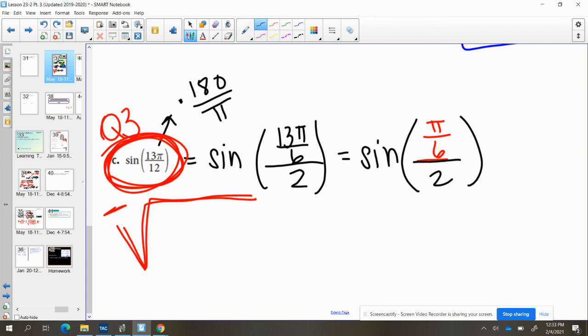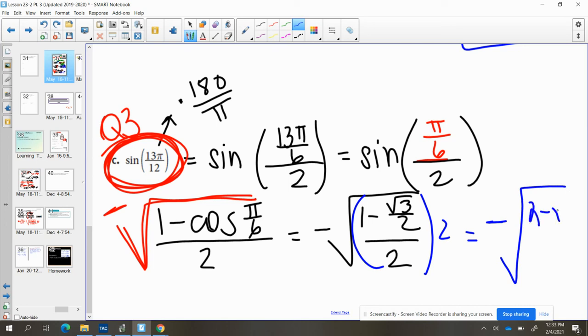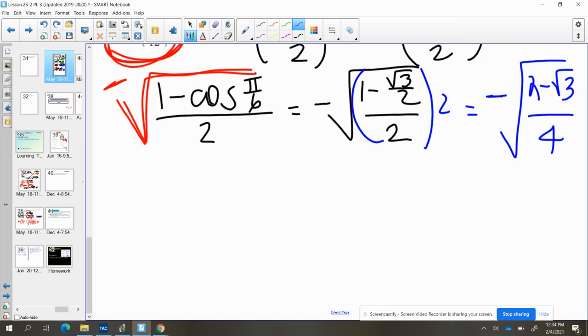Now, when we actually plug in then to the values, we have 1 minus cosine, careful with the sign, it's always in terms of cosines, pi over 6, all divided by 2. And this time the cosine of pi over 6 is square root of 3 over 2, divided by 2. Everything gets multiplied by 2, and we end up with negative square root of 2 minus square root of 3 all over 4, which finally is negative square root of 2 minus square root of 3 over 2.